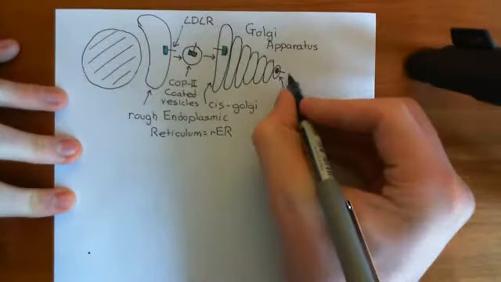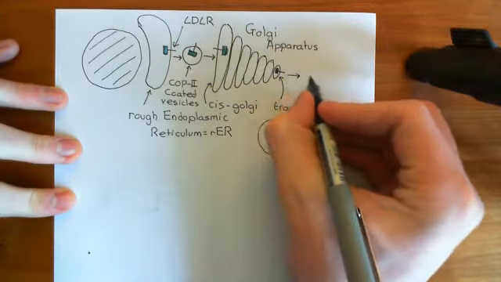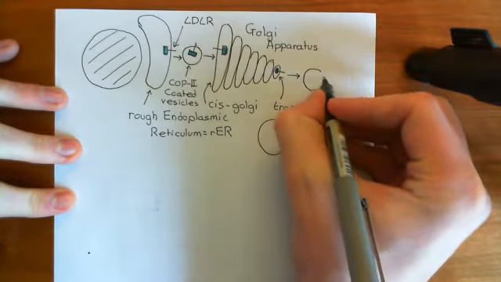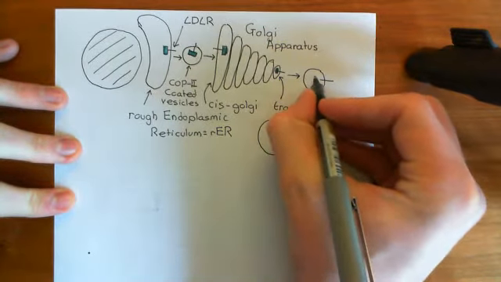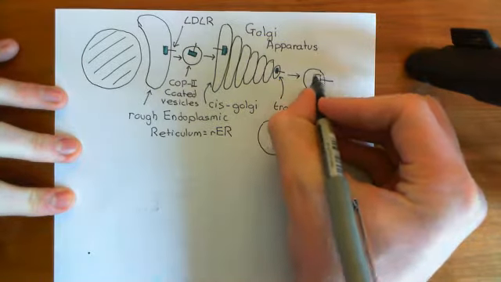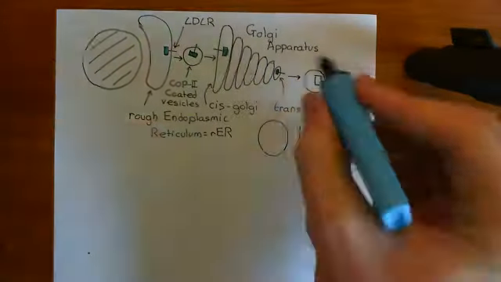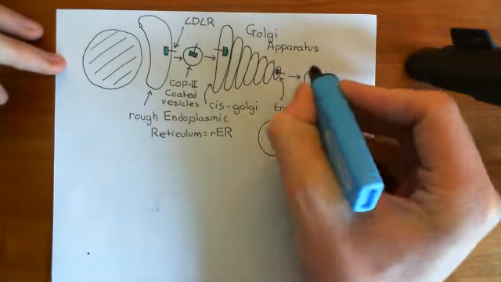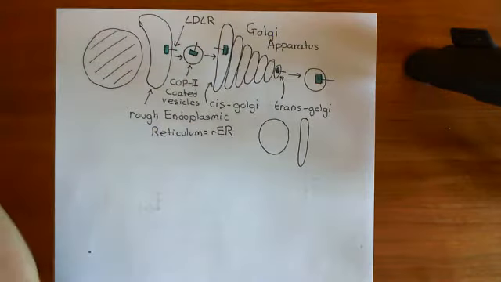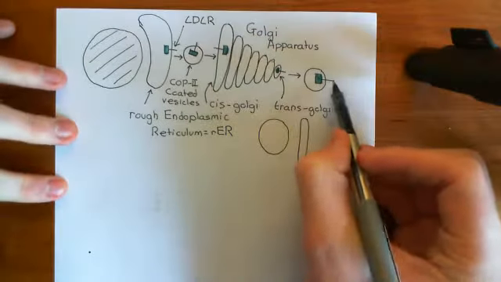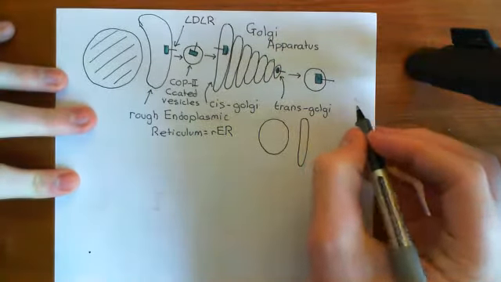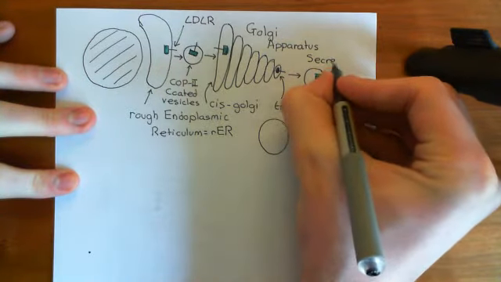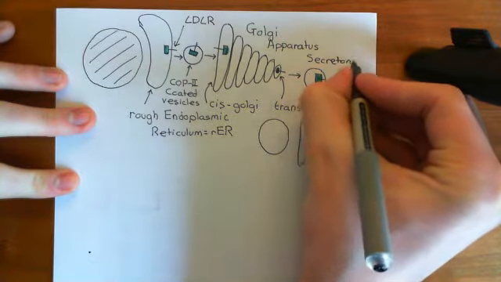Then a vesicle will bud off from this trans Golgi like so. So here we have a vesicle which will have our LDL receptor within it. And here's the ligand binding domain still facing into the lumen of the vesicle, so that the cytoplasmic tail is then already in the cytoplasm. This sort of vesicle that buds off from the trans Golgi is called a secretory vesicle.